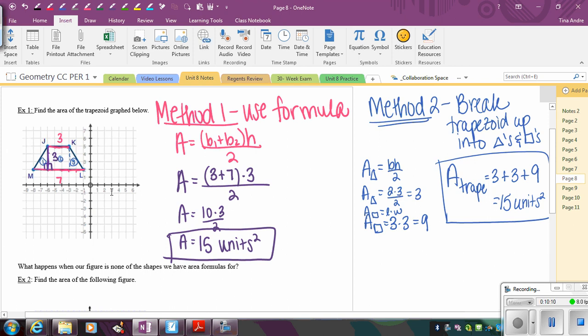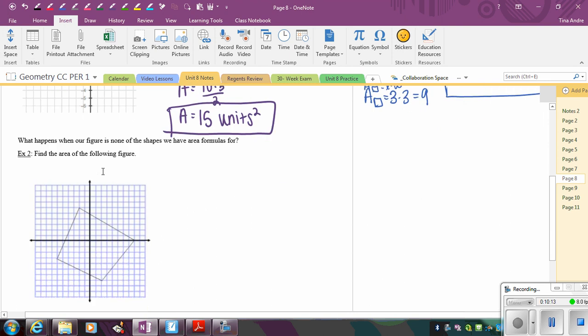So lots of options. The last one I want to talk about, though, is what happens when your measurements or your dimensions that you need aren't countable. So if you look at this picture, it's a quadrilateral. I can't easily count the base and the height of these. Plus, I don't really know if this is even a trapezoid. I know it's a quadrilateral, but it's definitely not a rectangle or square. There's no right angles, but I don't even know if these are parallel. So it might not even be a trapezoid. So the question becomes, how do you find the area of something like this?